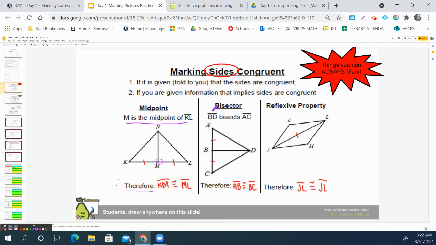So this one, the language can get a little tricky. I want you to give yourself a visual. BD is a knife, okay? BD is a knife, and it's cutting this triangular piece of cake. So BD cuts AC. This is the thing that's been cut. AC has been cut in half. That means AB equals BC.